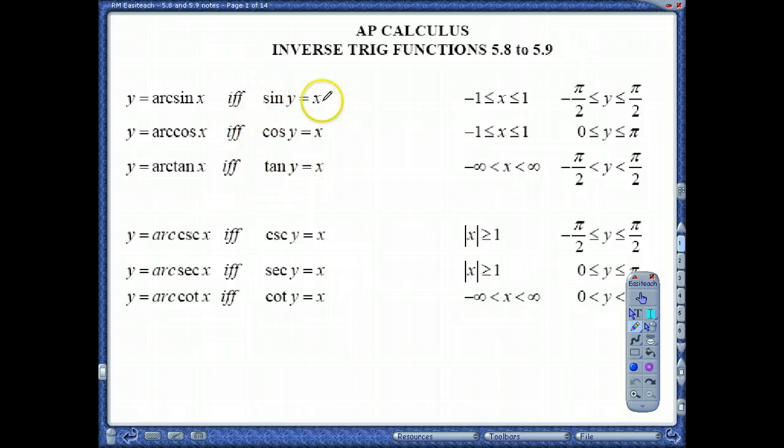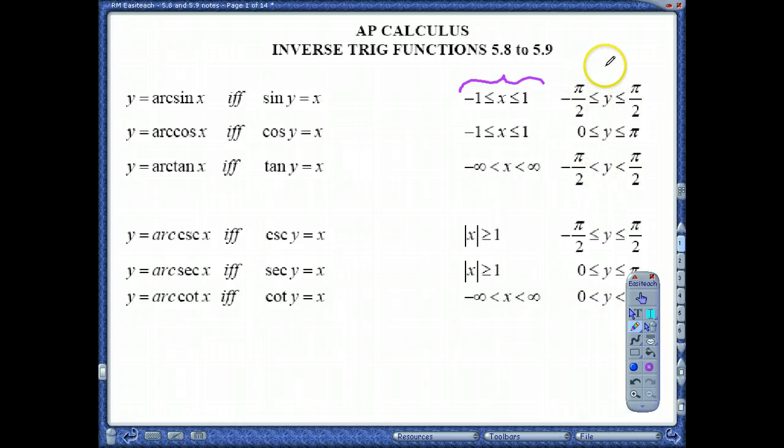When we're talking about inverse trig functions, we are talking about this interval only. Our domain goes from -1 to +1 if you are sine or cosine, -infinity to +infinity if you are tangent. And then your y values are going to go in between these values in your sine, cosine, and tangent respectively.